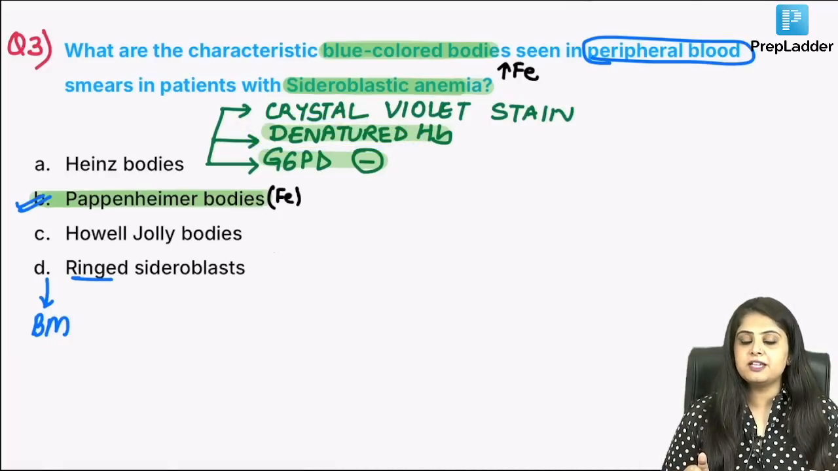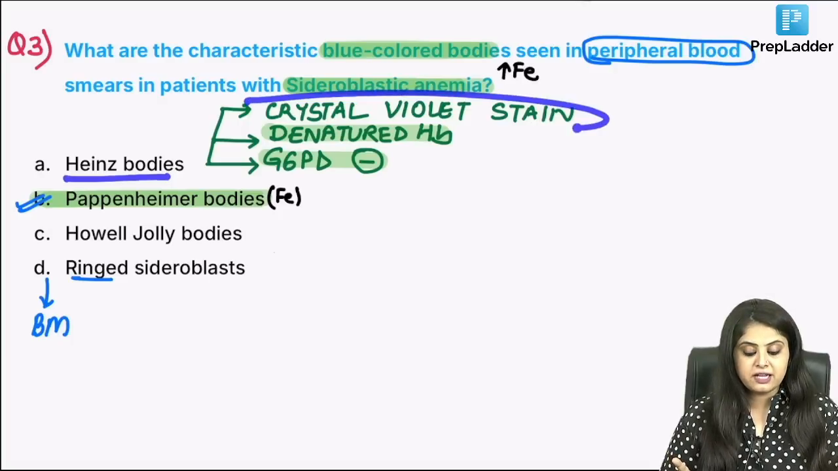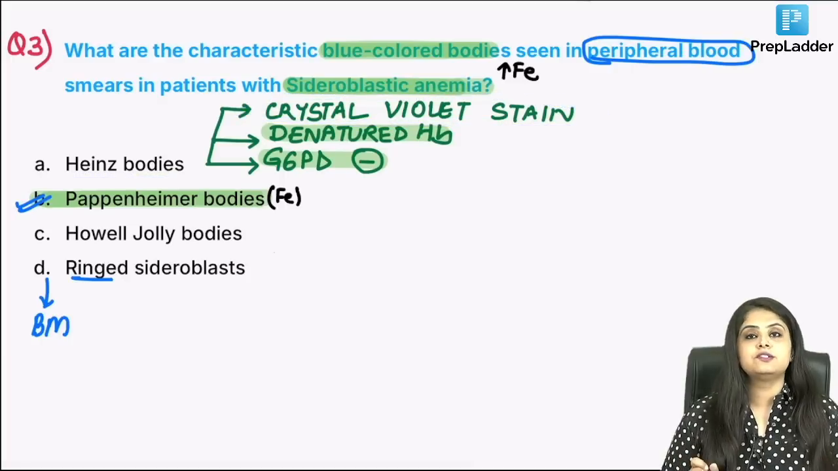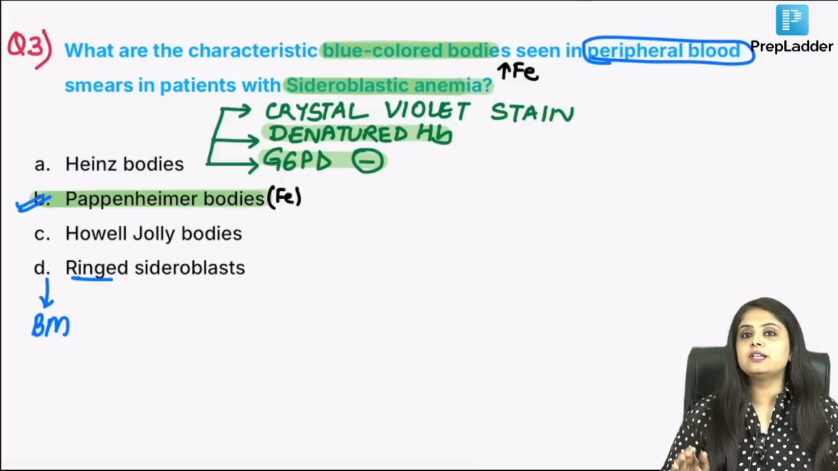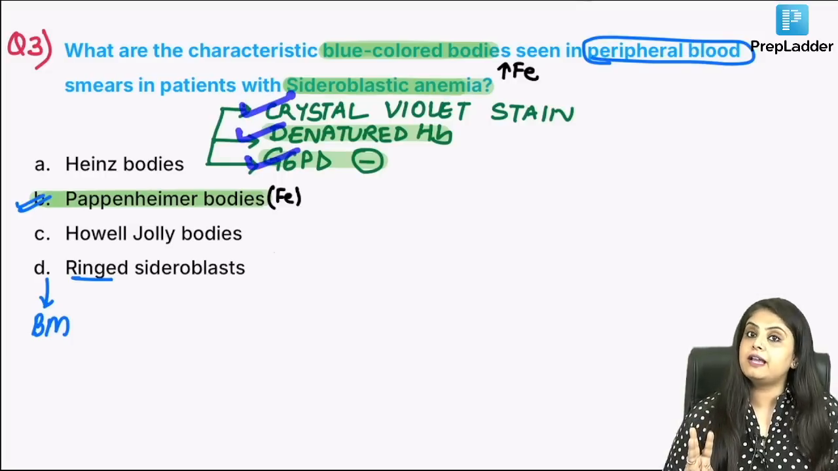So they ask you a PYQ that Heinz body cannot be seen on Romanovsky stains. Which stain is Heinz body seen on? It is seen on crystal violet stain. So 3 questions, and that's all that they can ask you. Heinz bodies are made up of denatured hemoglobin. They are found in G6PD deficiency and they are going to be crystal violet positive.